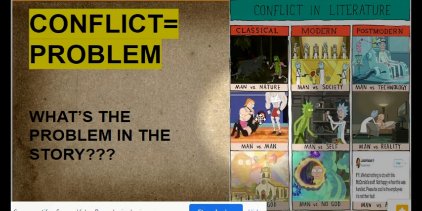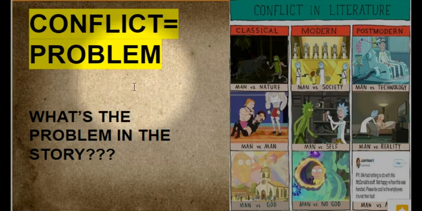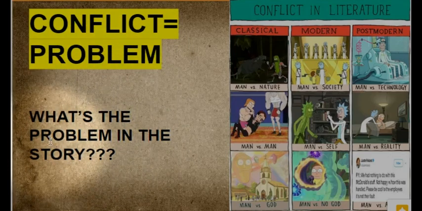Another popular one is man versus man. The main character is facing off against another person. Man versus self. The main character in the story is facing off against their own inner thoughts or their own inner struggles. They're facing themselves. We also see man versus God occasionally, especially in myths. Man versus the gods, or supernatural elements. Okay, so the conflict is the problem in the story, and you always need to figure out what's the problem in here, what's the conflict that needs to be resolved.